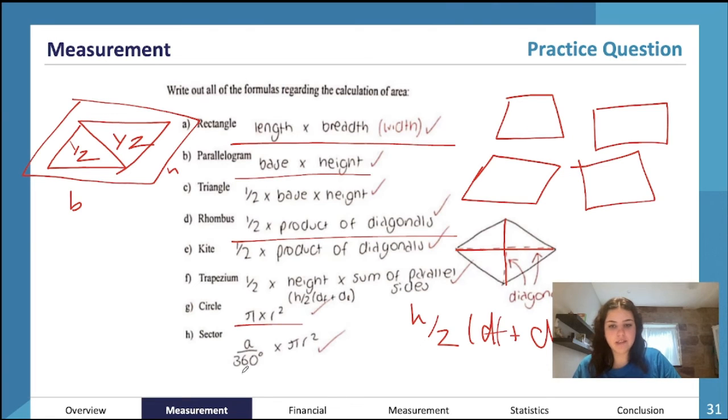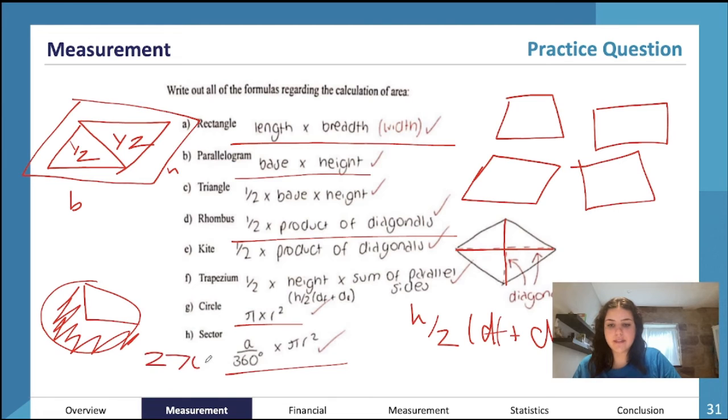Circle, pi times r squared. Sector is the sector. So if we're looking for the sector of a circle and it tells us find the shaded portion, that would be 3/4 or 270 degrees over 360 times pi r squared. If we were asked to find this, it would be 90 over 360.